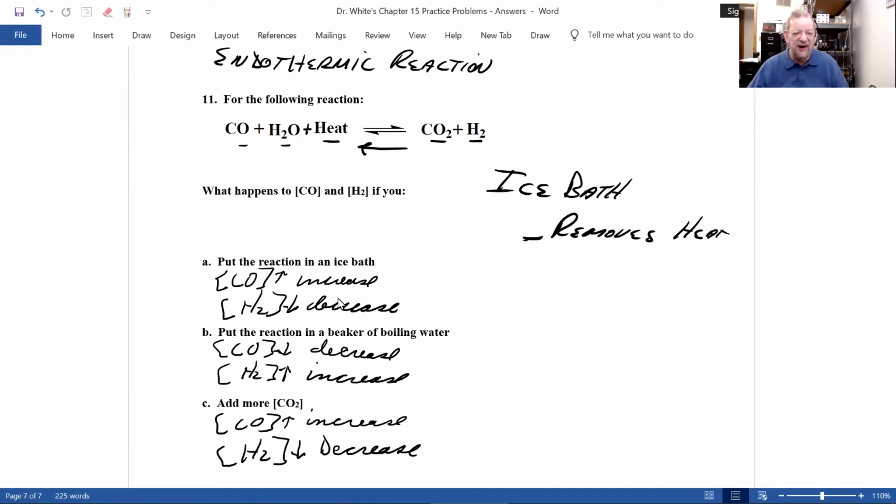Now, if you're reacting the hydrogen with CO2, this is being consumed. When you have something consumed, you have less of it, so the concentration decreases. While this is being consumed, it's being used to make more heat, but also more carbon monoxide, CO, and therefore CO will increase. And that's how you do A.